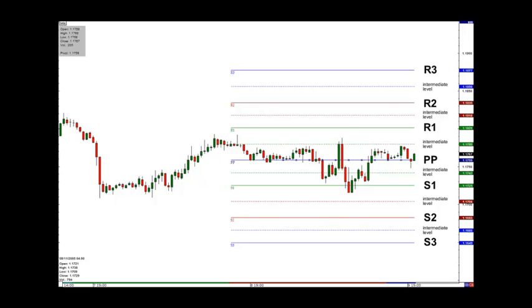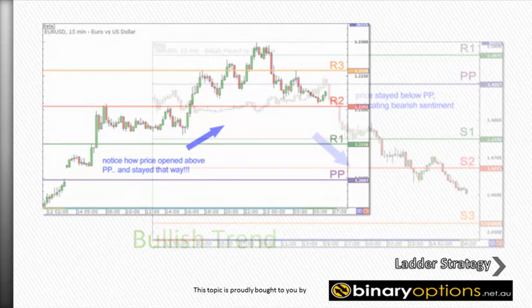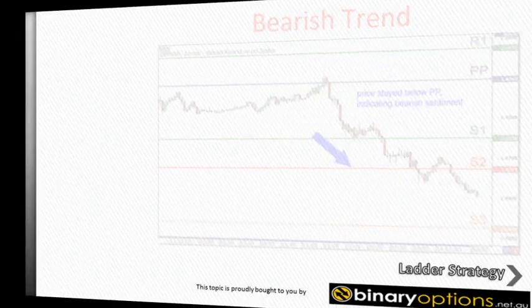If the market tends to trade in subsequent time frames above the pivot point, then it is considered to be advancing in a bullish trend. Alternatively, if price declines beneath this level, then it is deemed to be moving in a bearish channel.